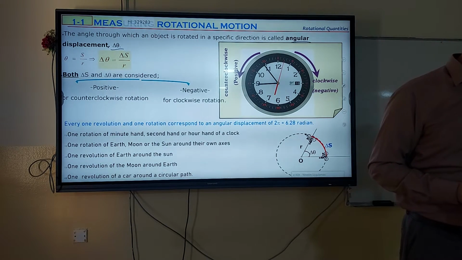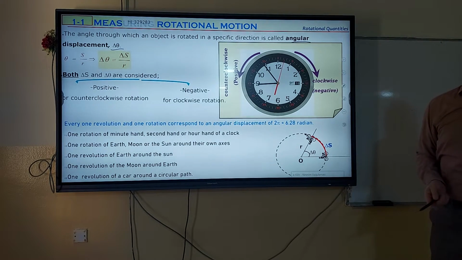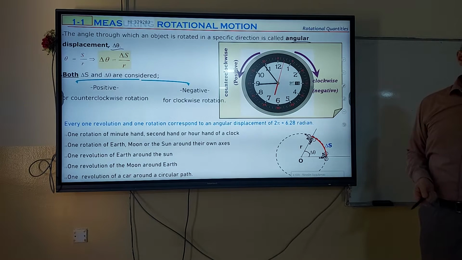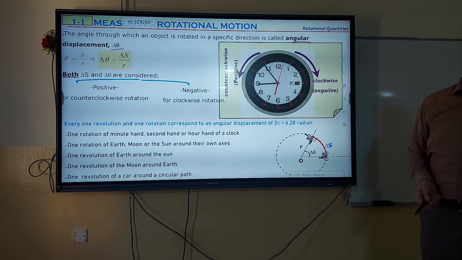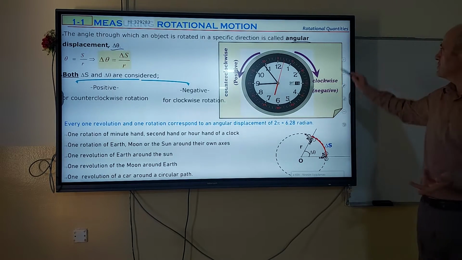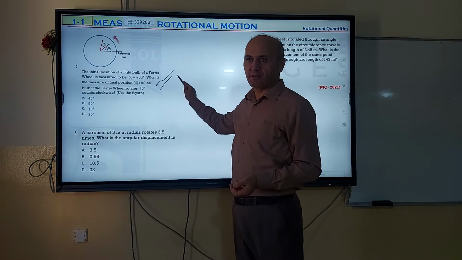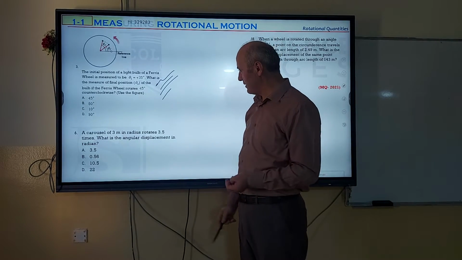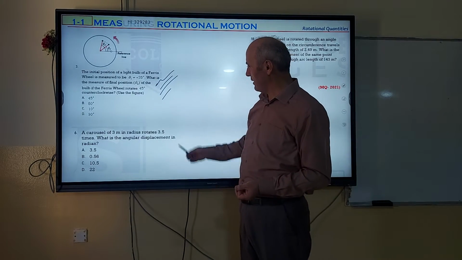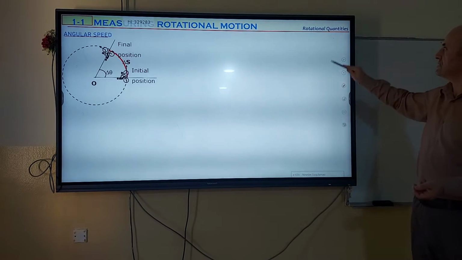And also, every one revolution, every one rotation, is defined as 6.28 radian in angular displacement. It doesn't matter what it is. Anything which rotates one time, or any object which revolves one time, has an angular displacement of 6.28. This is just the one we did in test one. The rest of them you can do on your own.